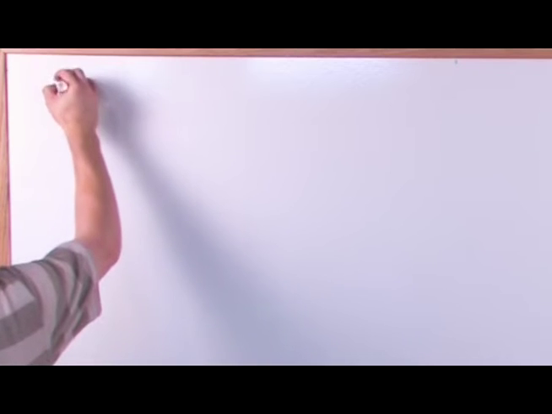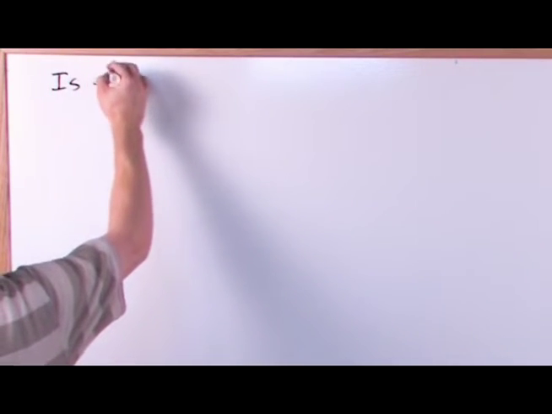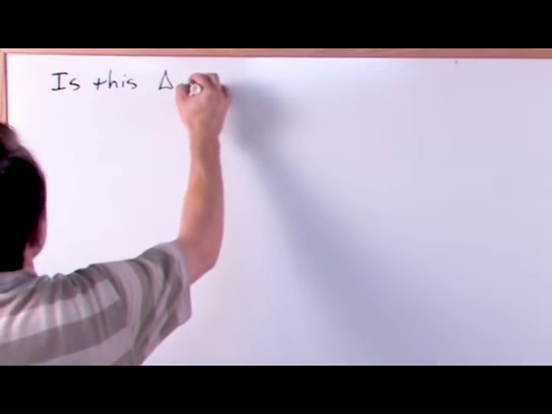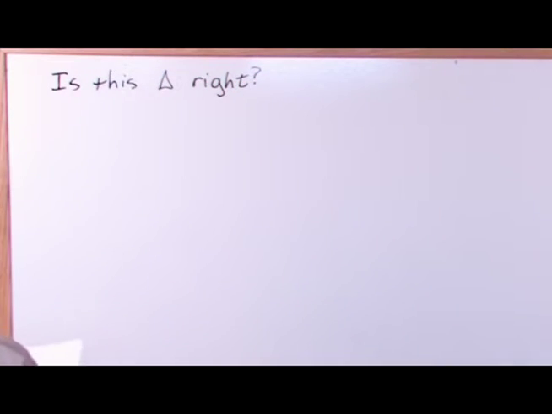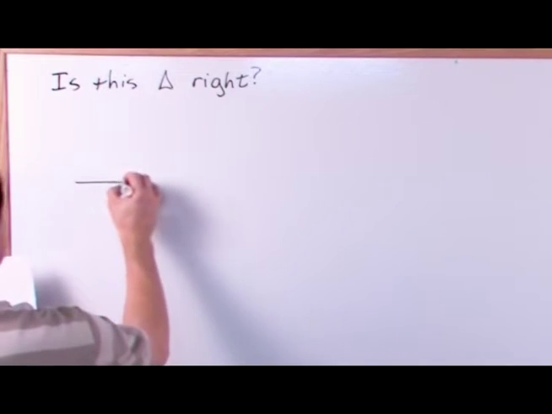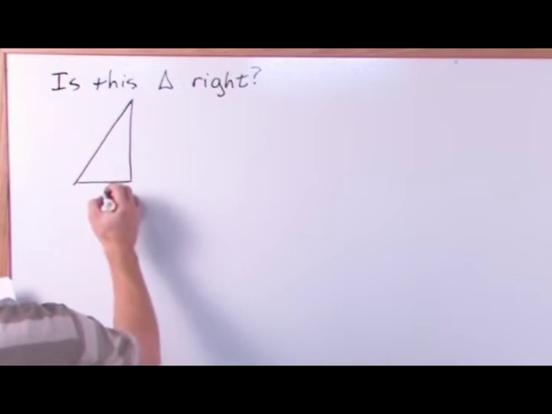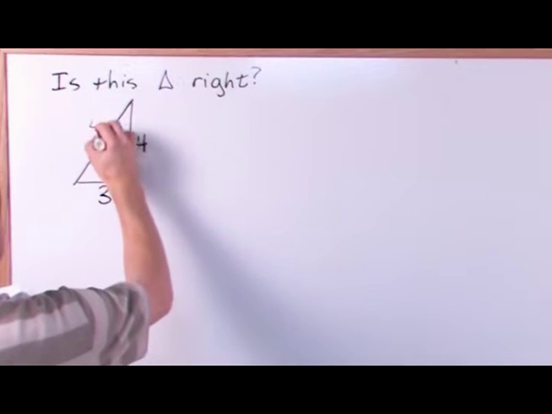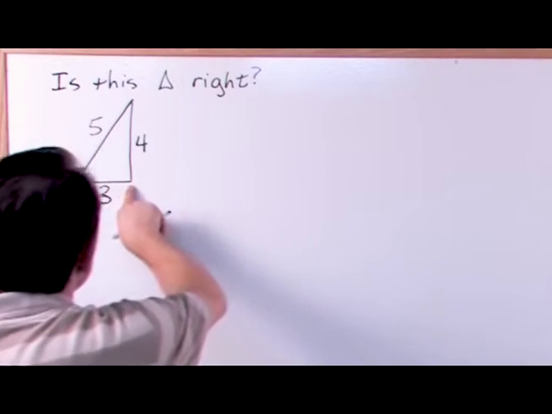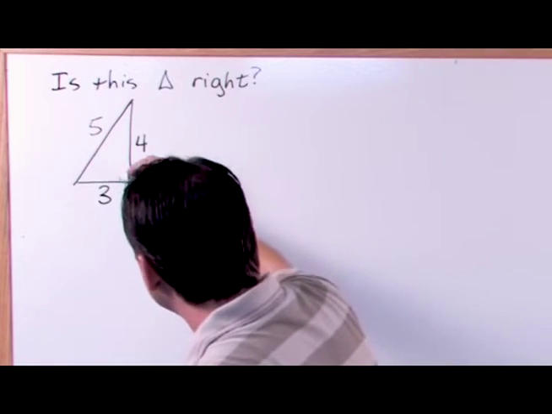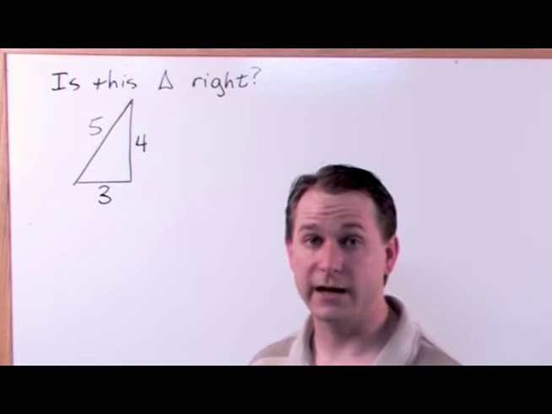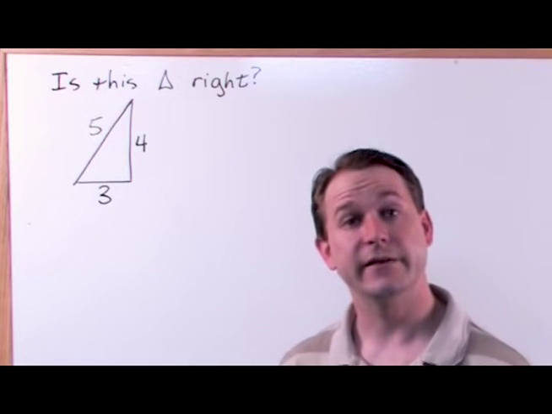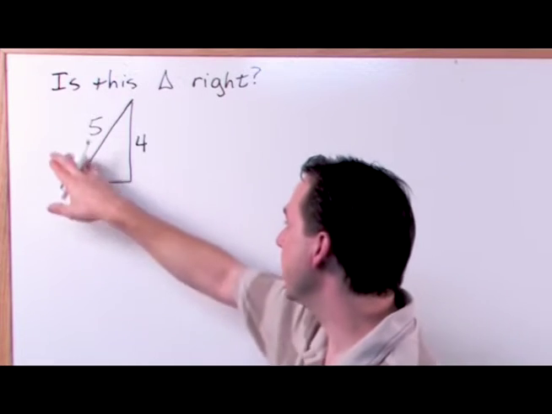So you might have a problem that would look something like this. Is this triangle right? Okay. That's the kind of problem you'll have. And so what they'll do is they'll draw something that looks like this. They'll say this is 3, this is 4, this is 5. But notice they did not put a little symbol here to tell you this is 90 degrees. You don't know if it's actually a right triangle or not. They're asking you to tell them if it is a right triangle or not. And all you have is the lengths of these sides.